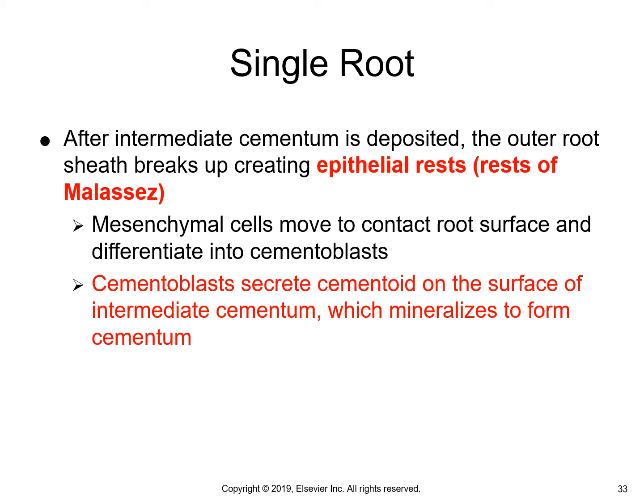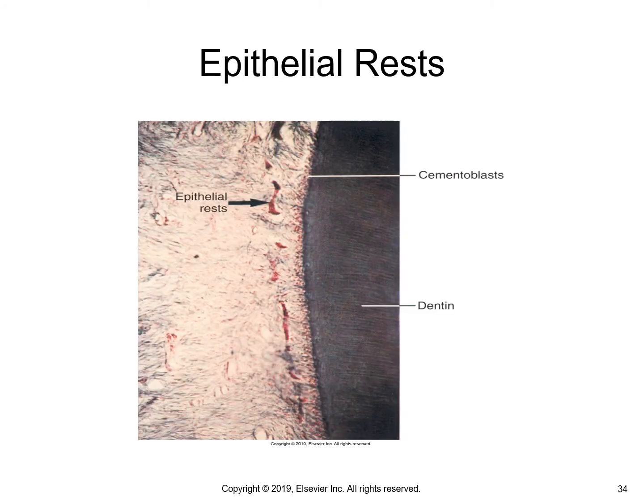A single root. So after intermediate cementum is deposited, the outer root sheath breaks up, creating these epithelial rests, or rests of Malassez. Mesenchymal cells will move to contact root surface and differentiate into cementoblasts. Cementoblasts will secrete cementoid on the surface of intermediate cementum, which will mineralize to form the cementum that covers the root of the tooth. And we can see epithelial rest here with cementoblasts right next to the dentin.